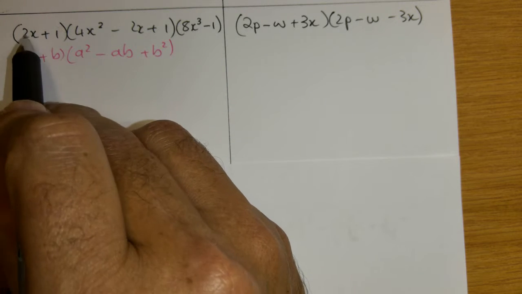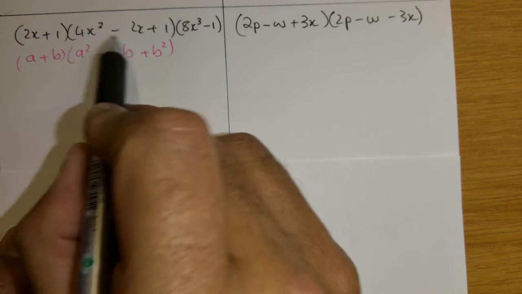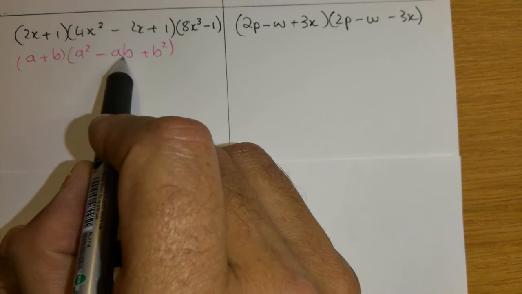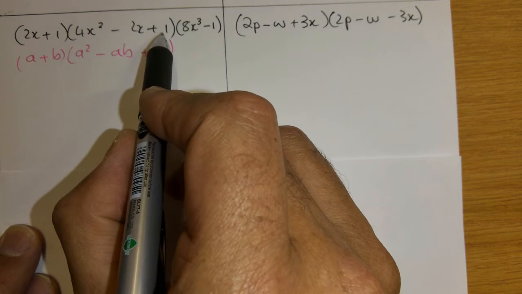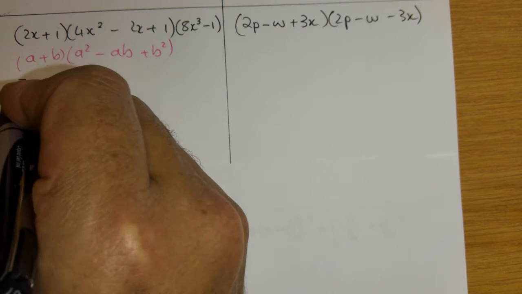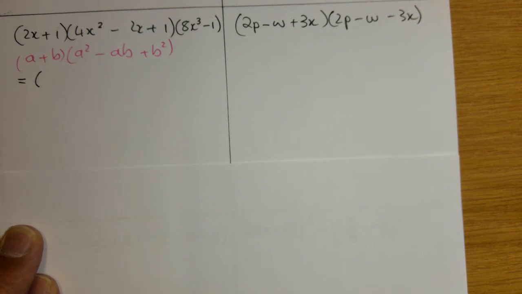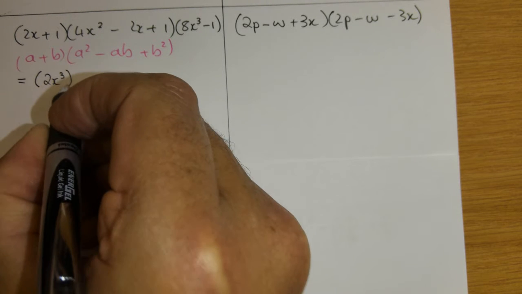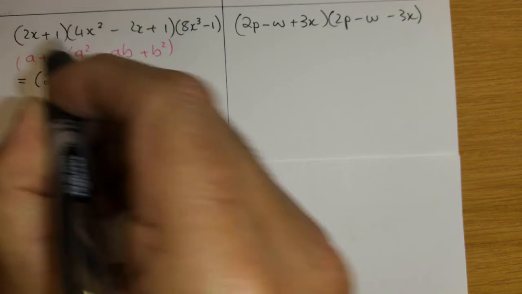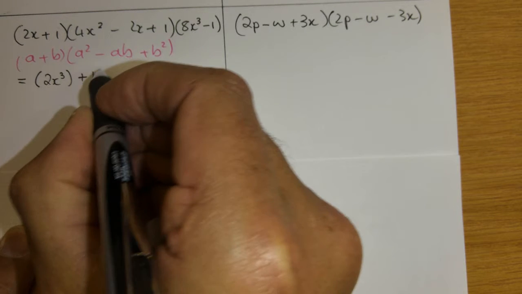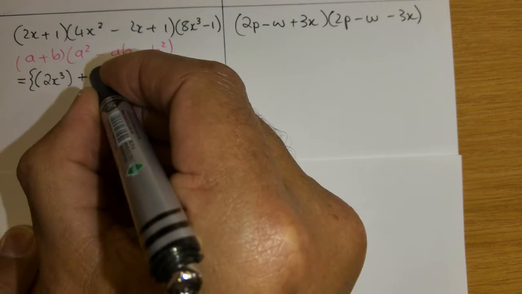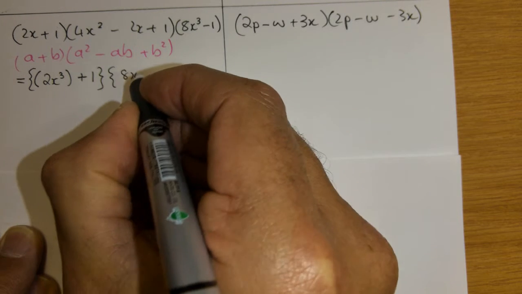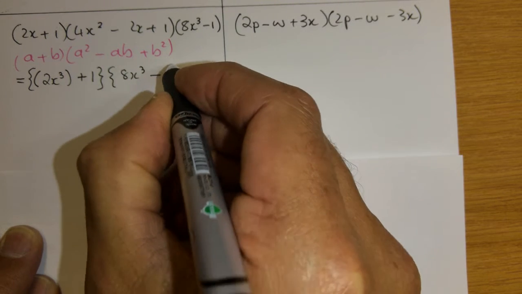If I square 2x, I get 4x squared. The middle term here is that times that with a negative, so it's minus 2x. 1 squared is 1. So immediately I can say this is 2x cubed plus the 1 cubed, which is 1. So this is the first bracket. Then I must still distribute that to 8x cubed minus 1.